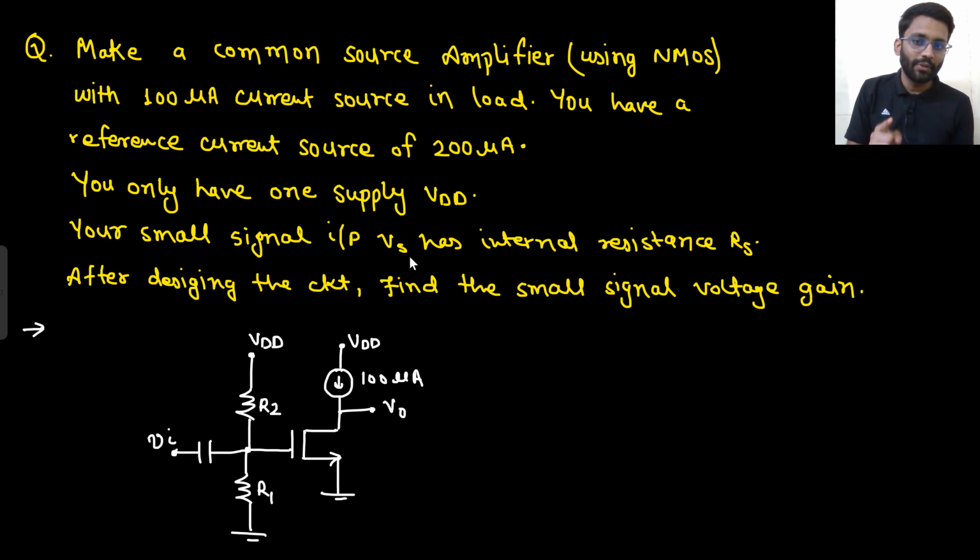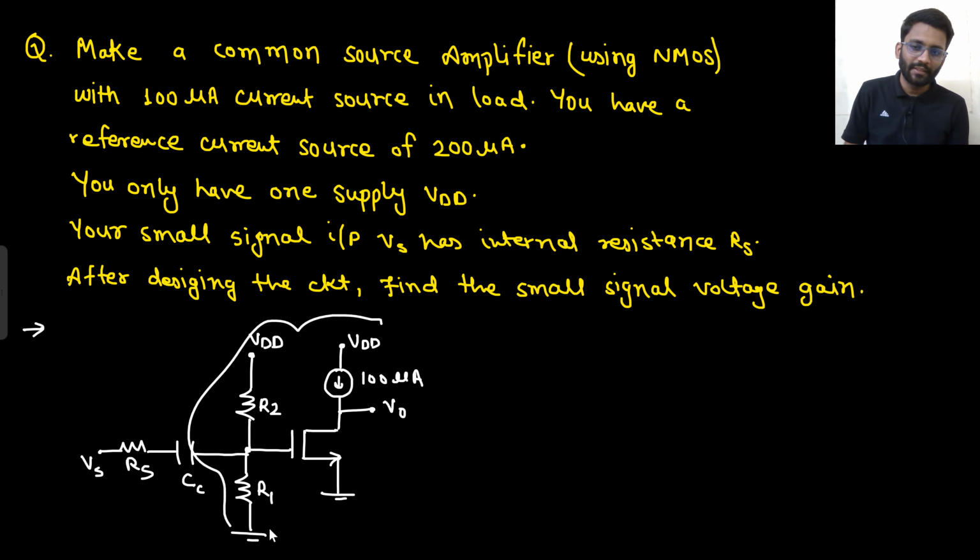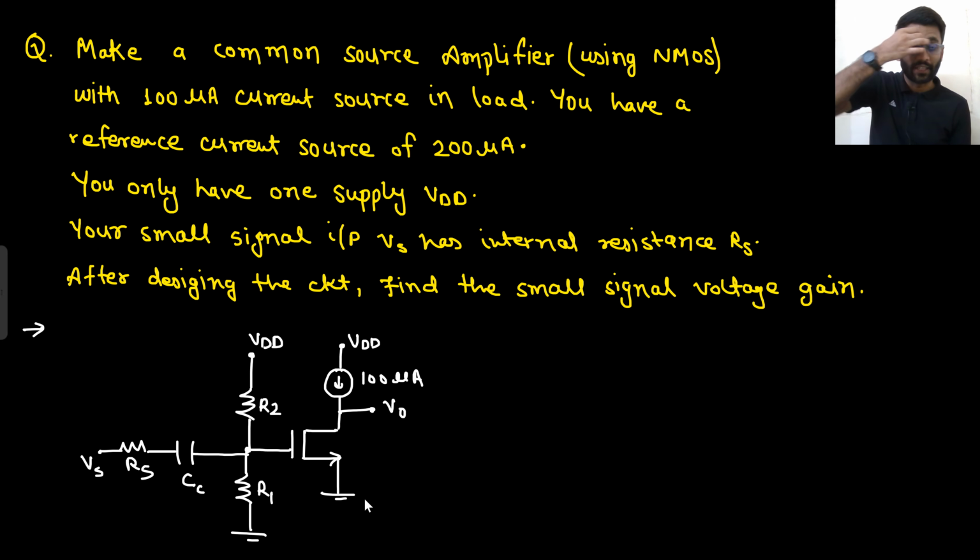What else are they saying? Your small signal input Vs has an internal resistance Rs. So my small signal input is something like this, having Vs and Rs. This is how I will apply my small signal input. Are you getting this point? This is the coupling capacitor. When you do the DC analysis, only the bias network will be in action. When you do the AC analysis, the capacitor comes into action and there will be no use of R1 and R2. Are you getting this point?